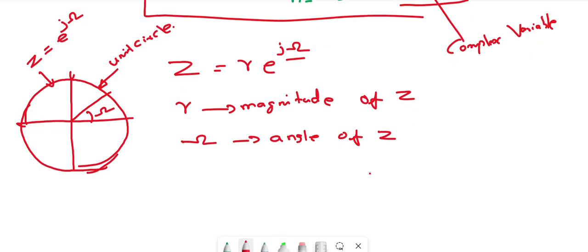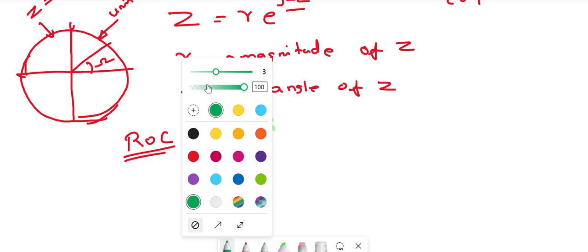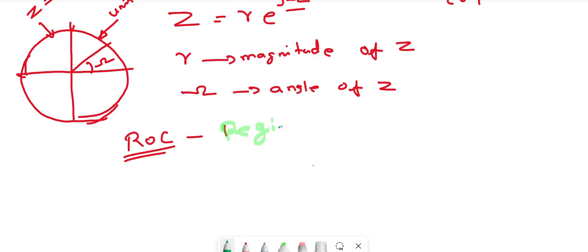Now we can define what is meant by region of convergence, ROC. As we studied in the S-plane, what is ROC and how the poles are located in the S-plane. So how do you define the region of convergence?